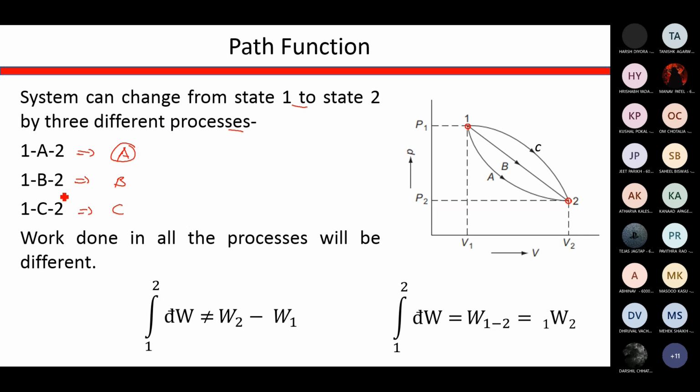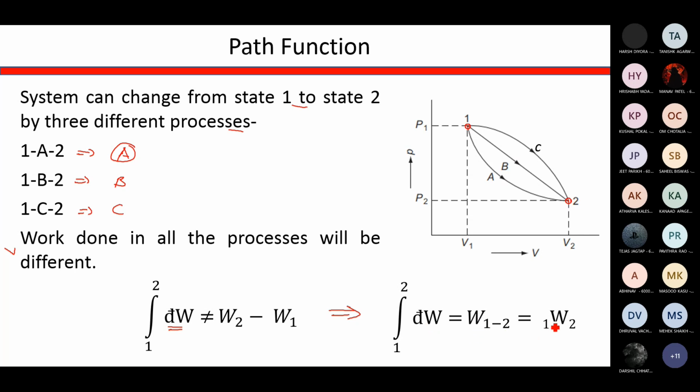So that is the meaning of this line: work done in all the processes will be different. Now I am finding out the work done. I am just writing the general expression from state point 1 to state point 2. So the integral of this dW from 1 to 2 should not be written as W2 minus W1. This is not equal to W2 minus W1. Rather, it should be written like this.